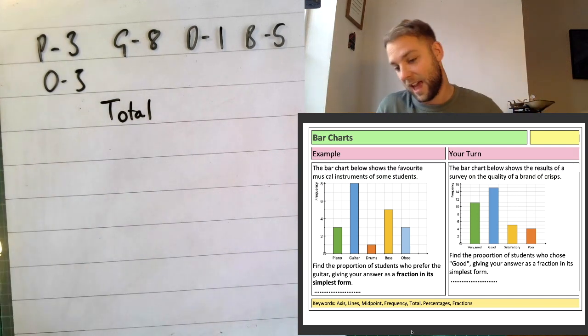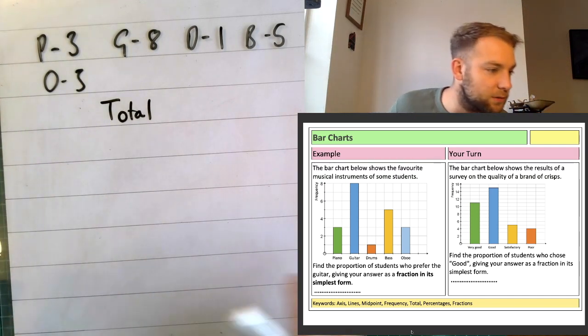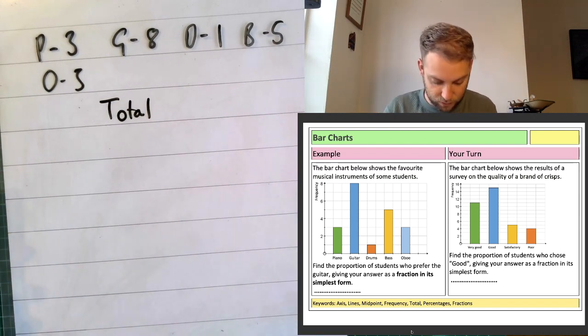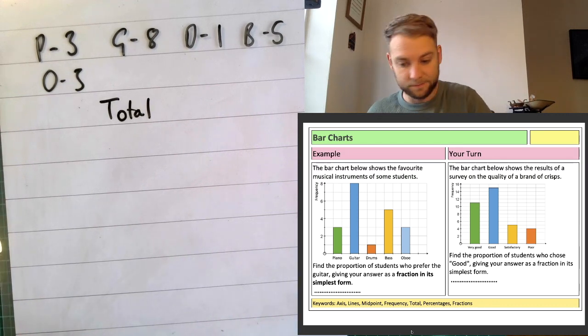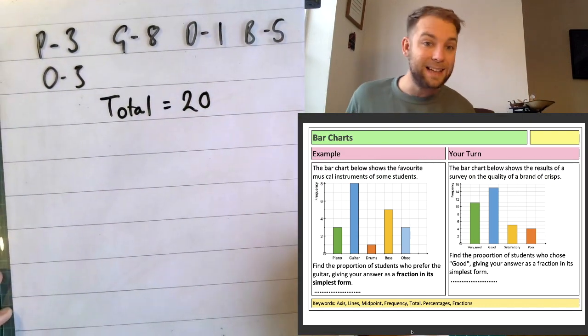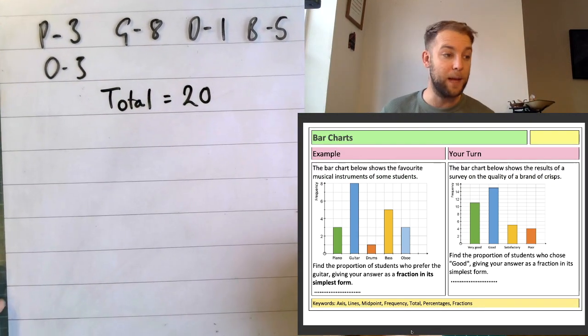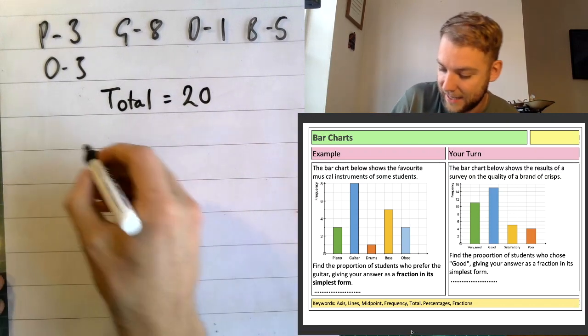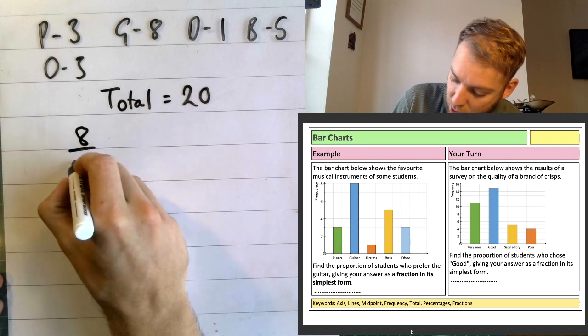You can do this in your head. Chances are, in fact, sometimes this will come up on a non-calculator, but I think you'll be fine with that. So 3 plus 8 plus 1 plus 5 plus 3 is 20. So the total is 20. So it's asking for the fraction of people who play guitar. So the fraction of people who play guitar is 8 out of 20.